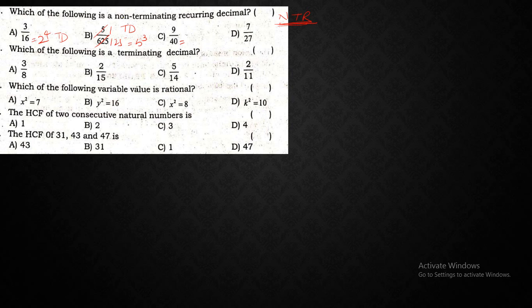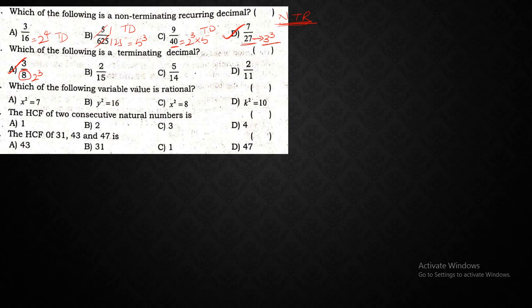Next, this is 40, which I can express as 2 cube into 5. Since we have only 2 and 5, it is a terminating decimal. Obviously the denominator written as 3 cube has a prime factor other than 2 and 5, so clearly it is a non-terminating repeating decimal. Next, moving on to the next question. Clearly this is a terminating decimal because we have 2 cube in the denominator. So option A is my answer.